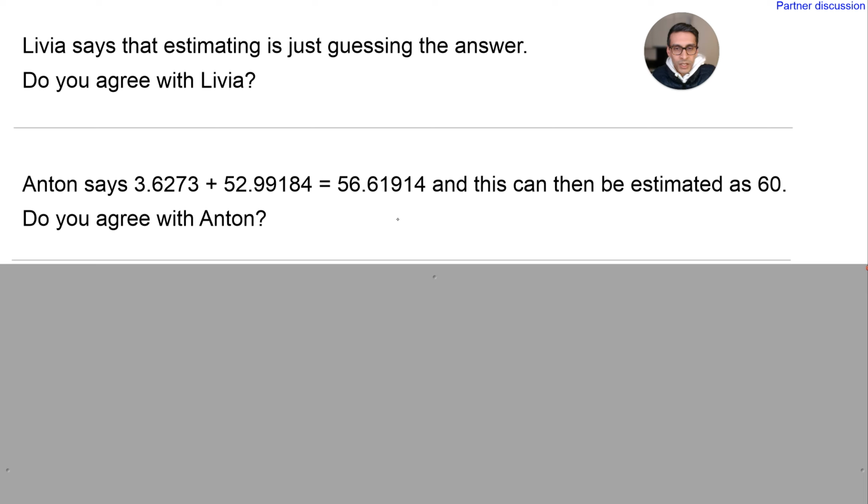So here's a few things about this statement. 3.6 you might make into a 4, and then 52.9, you might make into 53. So 53 plus 4, if we rounded it, so 53 plus 4 is 59, and 59 you might round to 60.